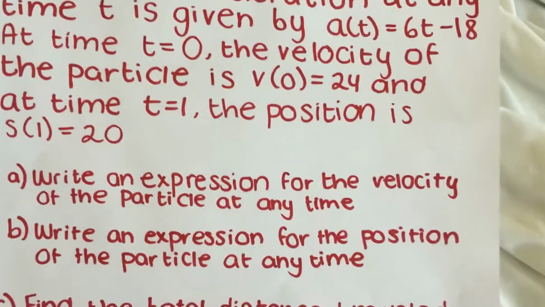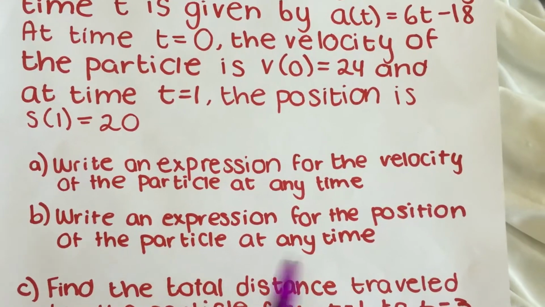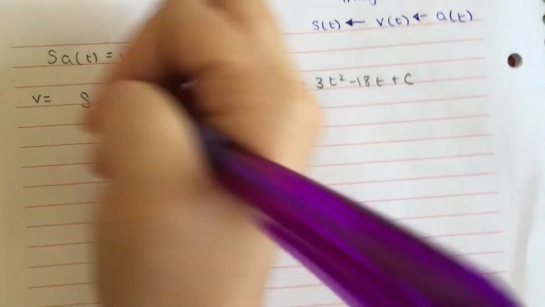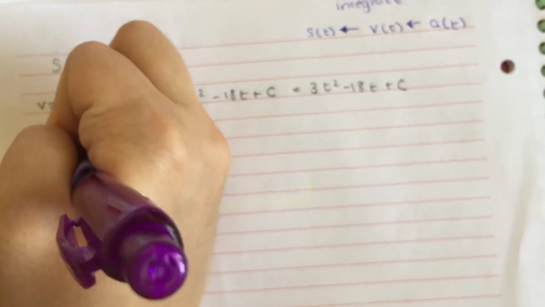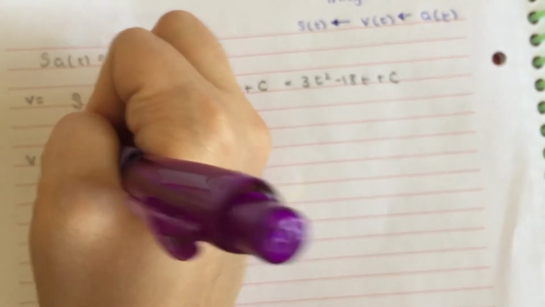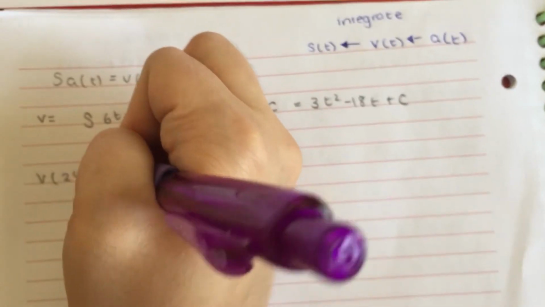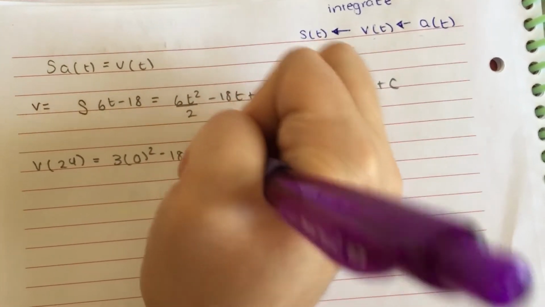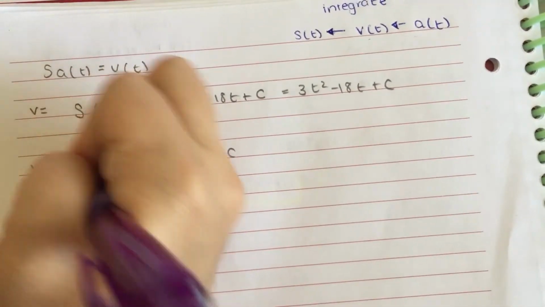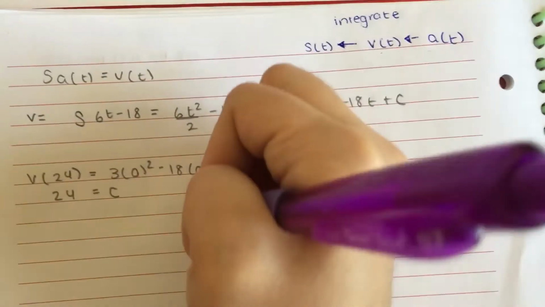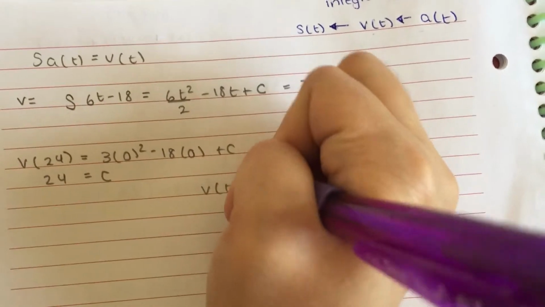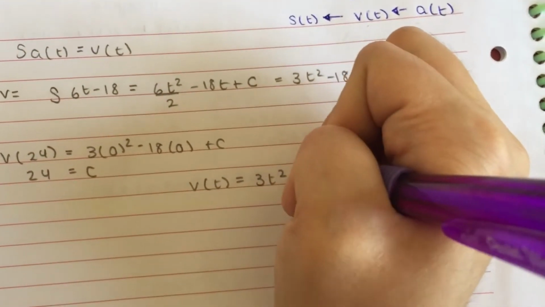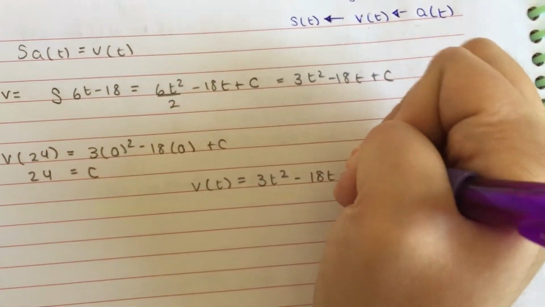So now the problem tells us that time is 0 when velocity is equal to 24. So we need to substitute that in order to get the value of c. So velocity is equal to 24 and time is 0. We substitute that and we get that 24 is equal to c. So now we have the answer of letter A, which is 3t squared minus 18t plus 24.